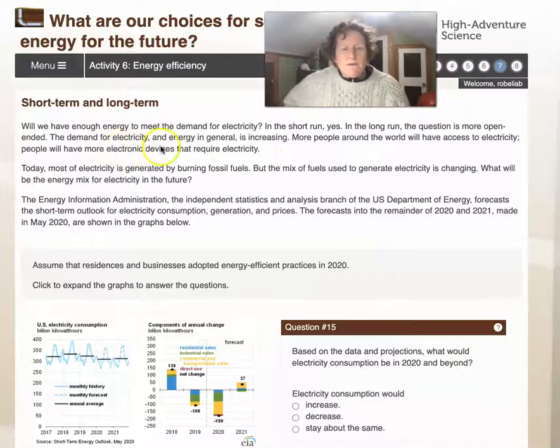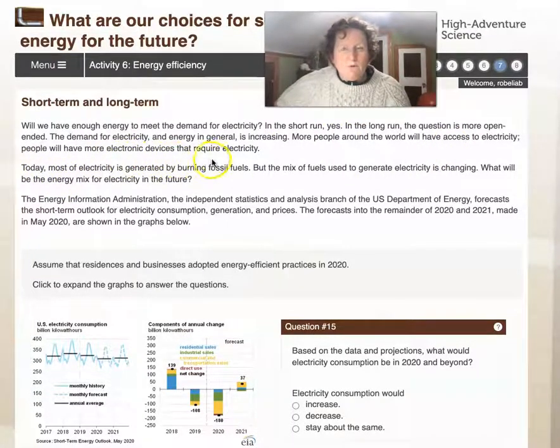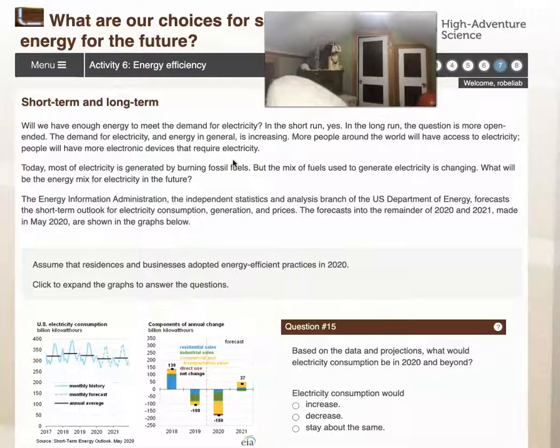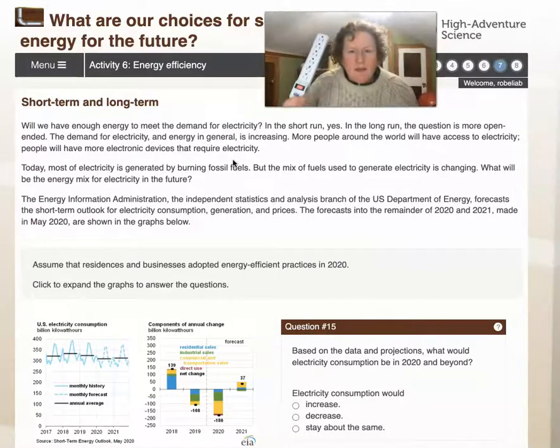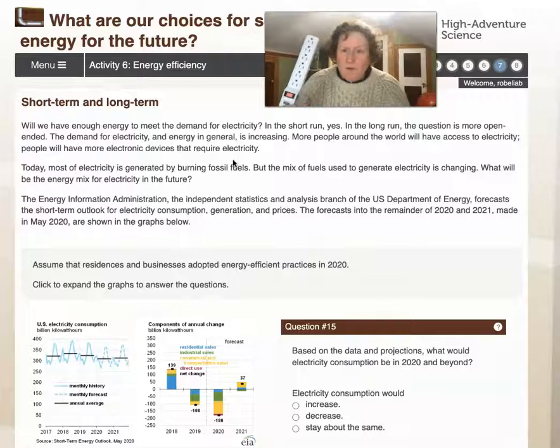The demand for electricity and energy in general is increasing. More people around the world will have access to electricity, and people will have more electronic devices that will require electricity. Think about all the things that you plug in to your power strip. Maybe you have a phone charger, maybe you have lights, maybe you have your alarm clock, your computer charger. All that stuff requires electricity, and so the more things we plug in, the more power your house needs or your apartment.